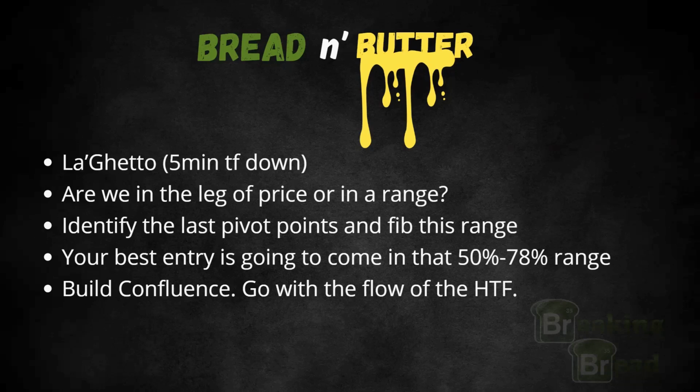If we're already in the leg of price, give it 2 to 3 candles. If you're not in that trade, 2 to 3 candles in a trend in a particular direction, just give it a moment, let it pull back and come get you inside that range we talked about. Identify the last pivot points and fit that range, like I showed you guys when I took it to the charts. Find that swing high, swing low, let price pull inside that 50%, 78% range. That is going to be your best entry.